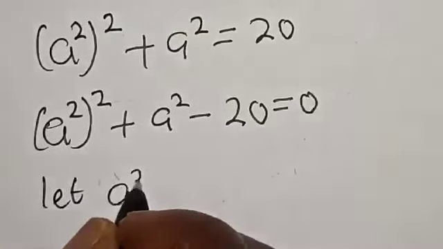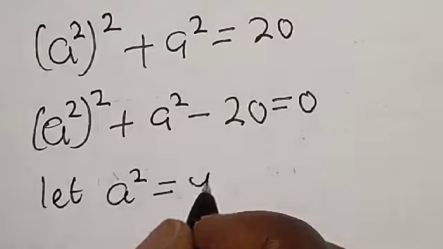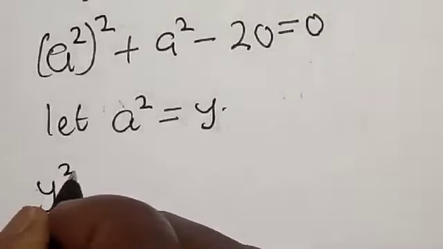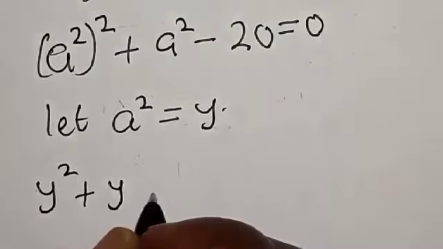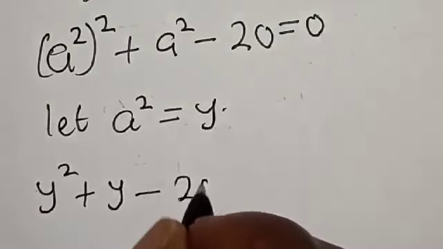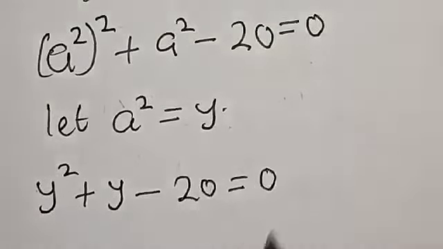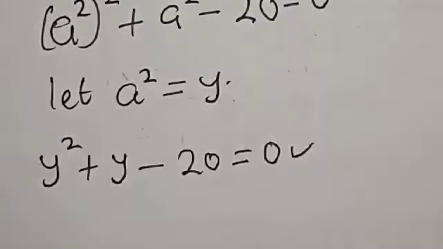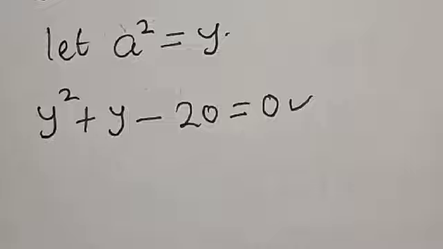Let a square is equal to y. Now y square plus y minus 20 is equal to 0. This is a quadratic equation which can be solved by using factorization method.